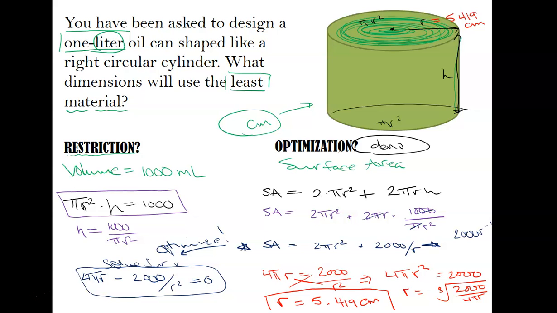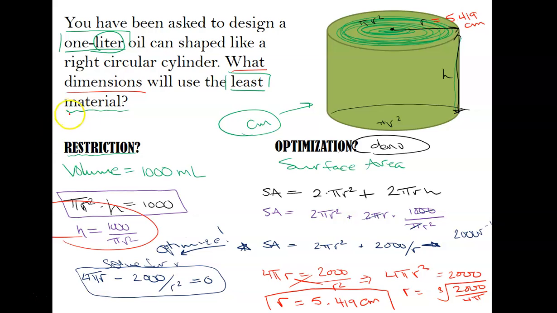Now, we have to be a little careful here with these problems and make sure we answer the question that they asked. They asked what dimensions. That doesn't mean just the radius. We also need to give them the height. So now that we have the radius, we need to go back and find the height that corresponds with it. Well, I have an equation for height right there.